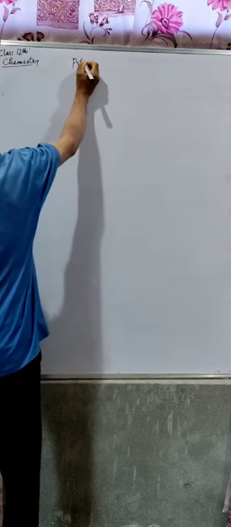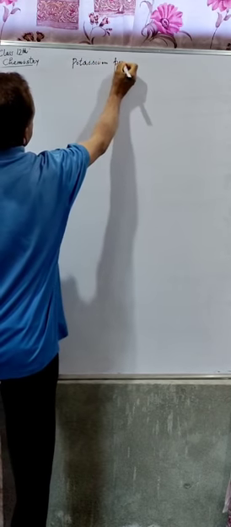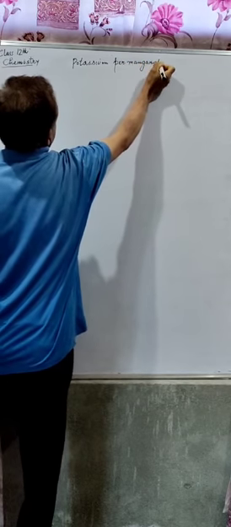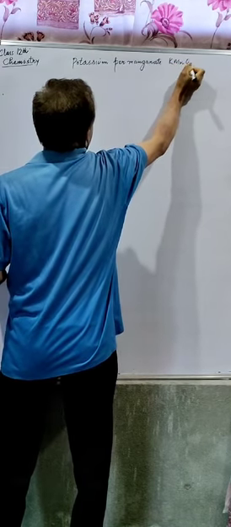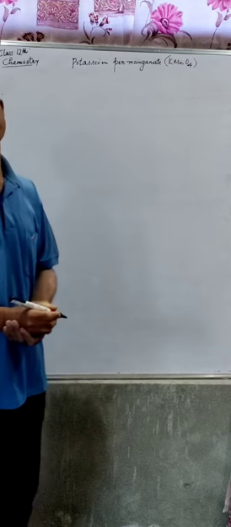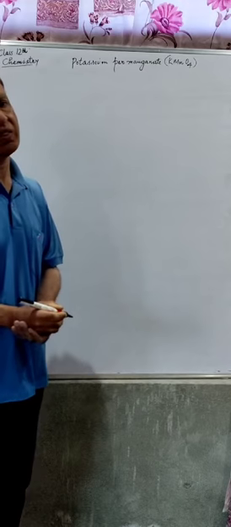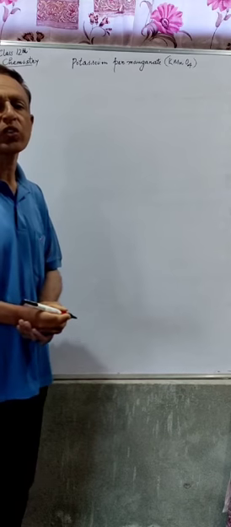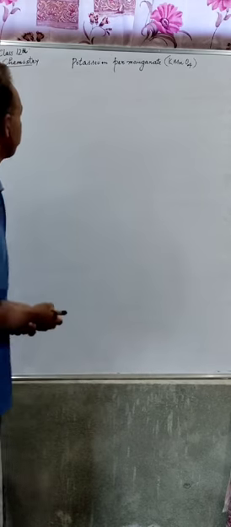Today our topic is preparation of potassium permanganate, that is KMnO4. This potassium permanganate is prepared from the mineral pyrolusite, and its preparation from this mineral involves the following steps. We will discuss those two steps one by one.